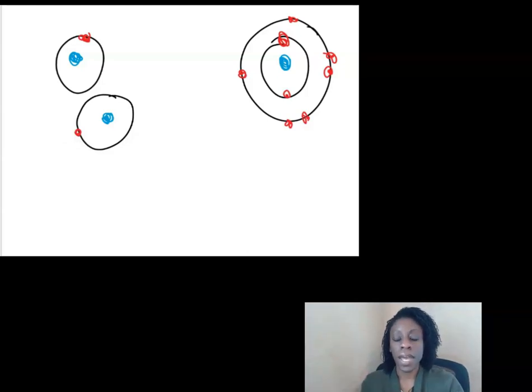Okay, so what's going to happen here is that each hydrogen atom is going to share its 1 electron with oxygen. So it's going to give 2 electrons to share with oxygen. So now all the atoms are going to be complete and they're going to be happy. Oxygen is going to get the 2 electrons it needs, 1 from each hydrogen, and each of those hydrogens is going to get the 1 electron that it needs.